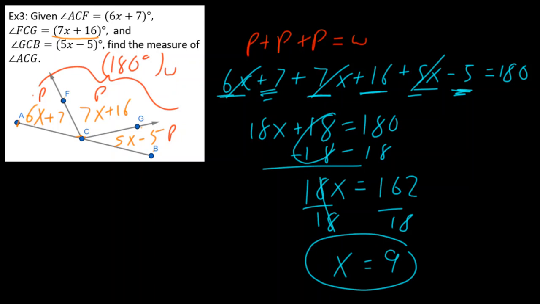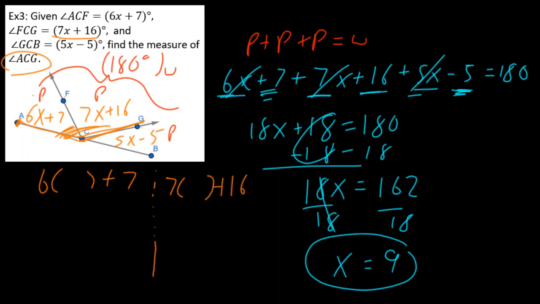Now, why is this problem so tricky? Well, we're going to look at the real reason why. It says find the measure of angle ACG. Notice from A to C to G is containing both of those angles. It's containing 2 angles. That means we actually have to plug in x twice. That means we have to say, okay, well 6x plus 7, and we also have to figure out 7x plus 16. Now for both of these, of course, we're going to plug in the x that we found. So we're going to plug in 9.